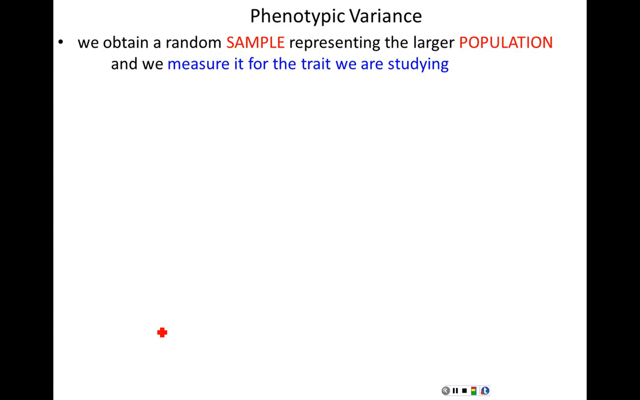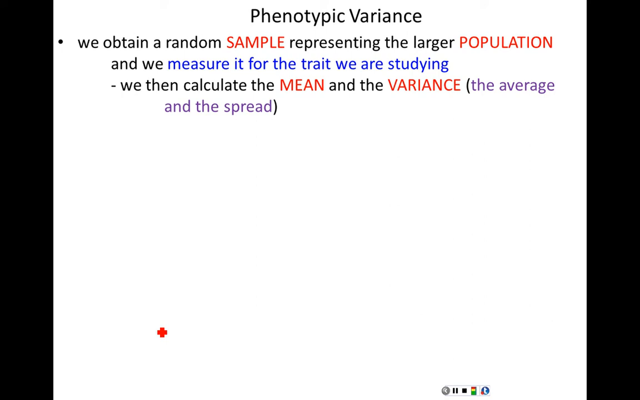So we obtain a random sample of cows, right? Those are the cows on the farm, making up our larger population. We measure it for the trait we're studying. We do this frequency distribution, everything I just showed you in the bar graph. We then calculate the average, or the mean, of milk production. In that bar graph, the average was going to be 3 gallons. And we also calculate the variance.